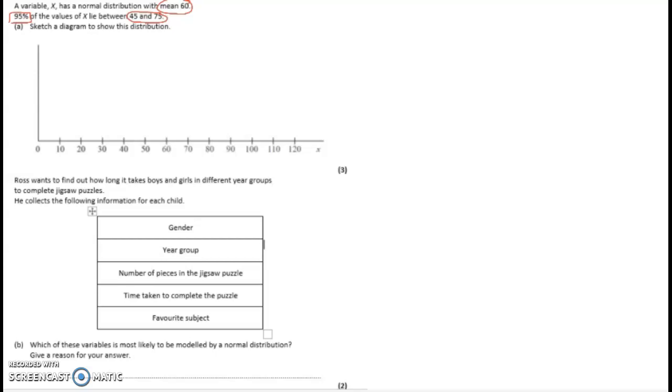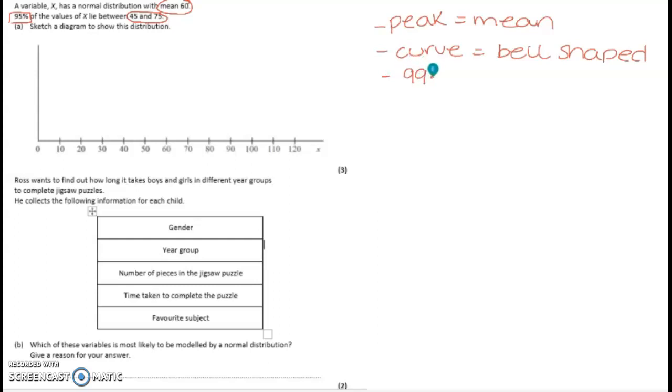The properties of the normal distribution say that the peak should be at the mean, that the curve should be bell-shaped, not a mountain, and that 99.8% of all data should lie plus or minus 3 standard deviations from the mean.